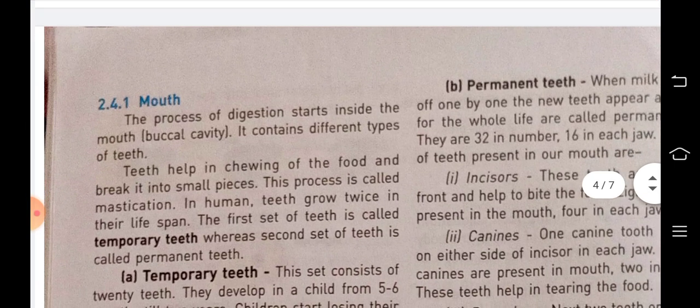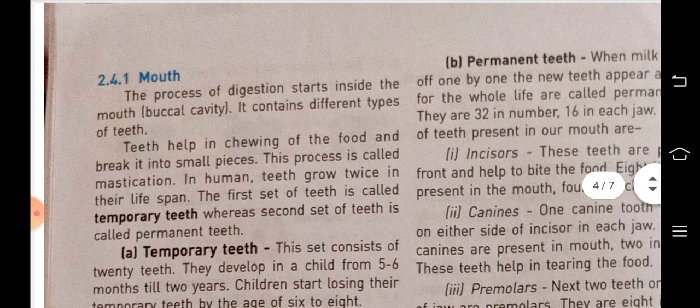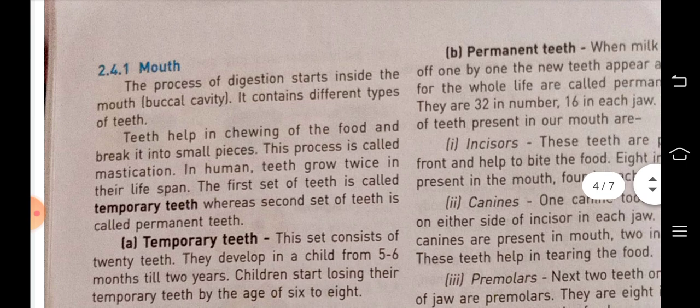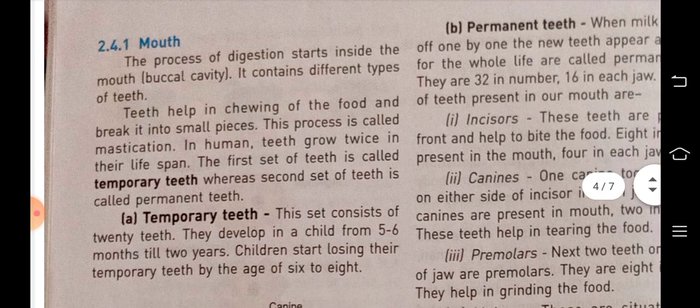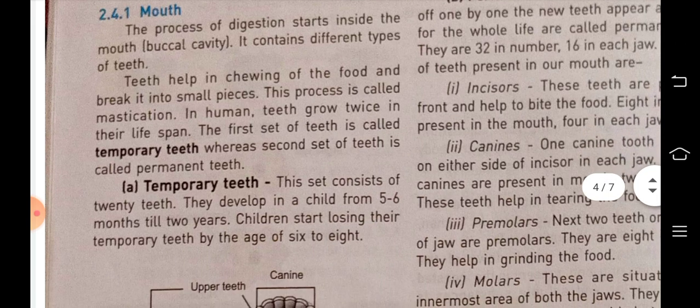So first is mouth. The process of digestion starts inside the mouth, which is also known as buccal cavity. And it contains different types of teeth, tongue. Teeth help in chewing of the food and break the food into small pieces. This process is called mastication.